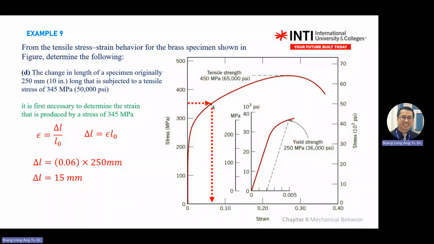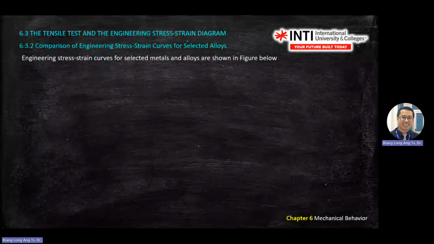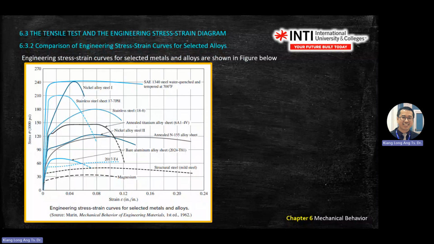Okay. Any question on the graph? So if you're given a graph, most of the time you need to use the graph rather than using a formula. Formula is just a support of your answer. Okay. Next, from the graph, you tell me the behavior of the material. So here, it just gives you stress and strain and many types of material. So you have magnesium, you have many types of stainless steels.